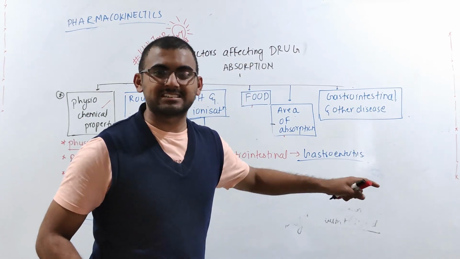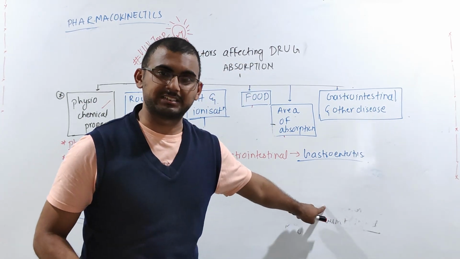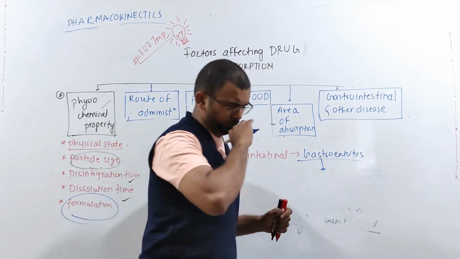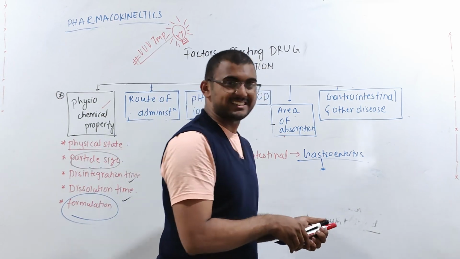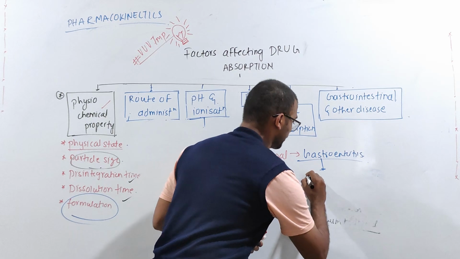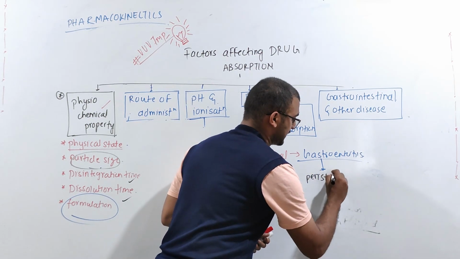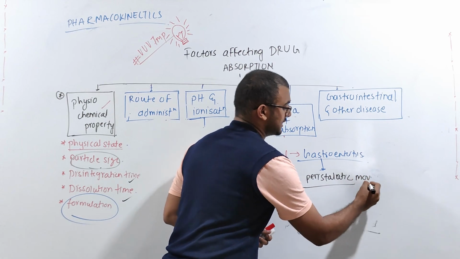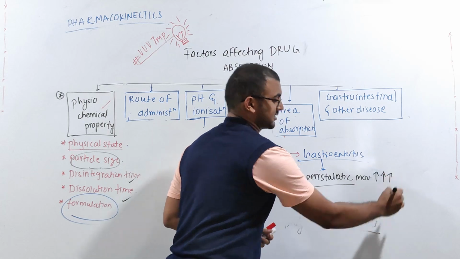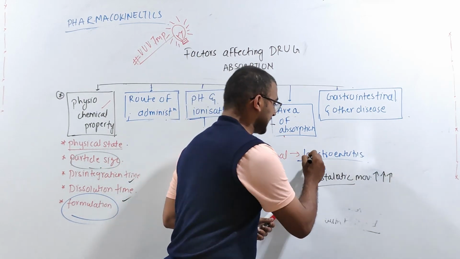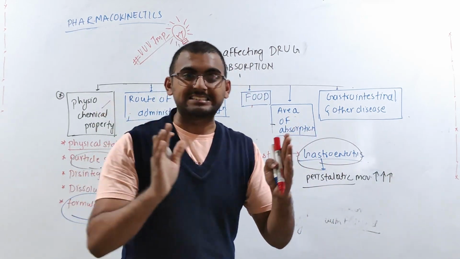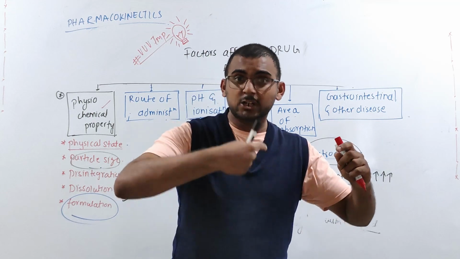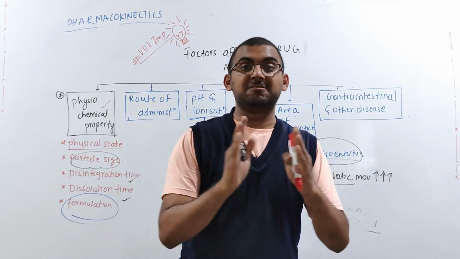So what happens in gastroenteritis? In this particular disease, the peristaltic movement of the GI system is going to be comparatively fast. Please remember, in gastroenteritis, what is peristaltic movement? Rhythmic contraction and relaxation of the GI tract to push down the food. It will be comparatively faster.